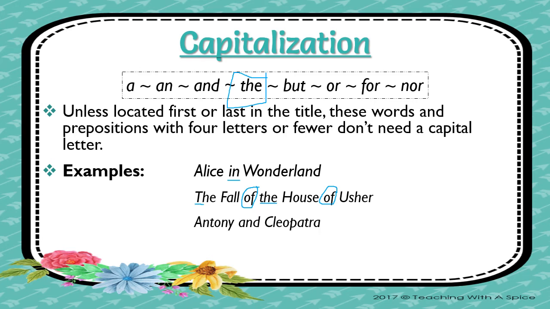Antony and Cleopatra. So we have Antony and Cleopatra that are both capitalized. They are the first and last words. They're important words. But "and" is not. It's just a little word that doesn't get capitalized. Our last example is the song America the Beautiful. So we capitalize America and Beautiful because they come first and last, but not "the" because it's just a little unimportant word.